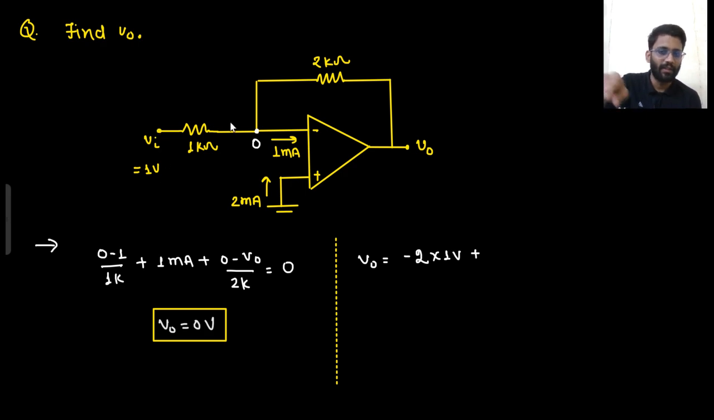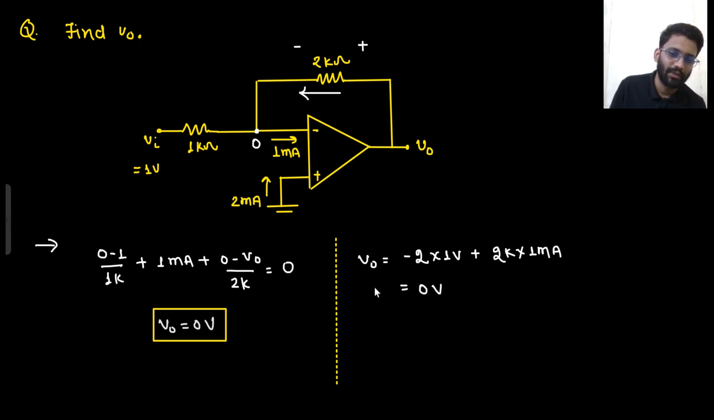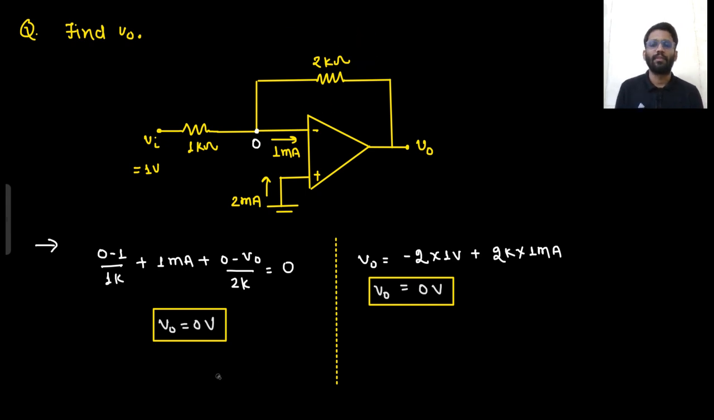This VIN will be shorted, so this will not drive any current. So this complete 1 milliampere will be flowing through this resistance. So your output will be 1 milliampere into 2 kilo ohm, that would be plus 2 volt only. So minus 2 plus 2, 0 volt. So V0 would have been 0 volt. Well and good. So this is how you could calculate it.